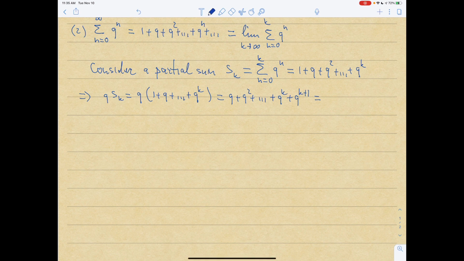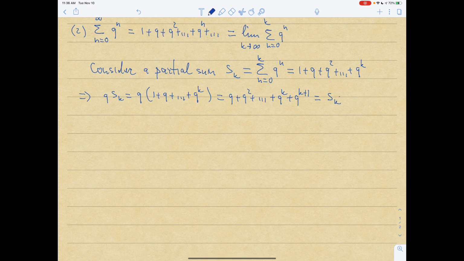What I can see is that q to the k is both here and here. q is both here and here. q squared is both here and here. So in fact, any power between q to the 1 and q to the k that I have present here is also present there. So what I can try to do then is to rewrite this in terms of S_k. I basically have all terms in S_k, right? Again, S_k is this, and this is almost S_k, but it's missing 1. There is no 1 here.